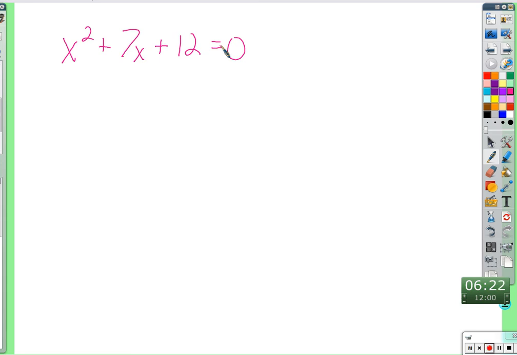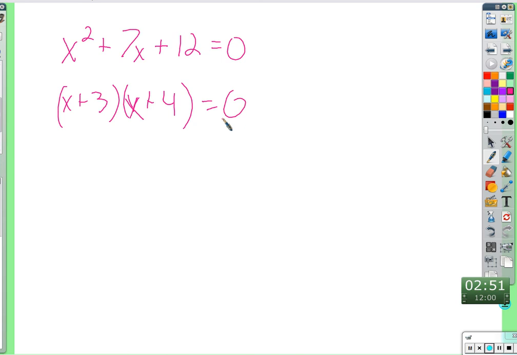If it's not equal to 0, you should take note of that. But it is equal to 0, that's good. Factor the left side. Okay, somebody got this factored for me? X plus 3, x plus 4. X plus 4, yep, looks good.